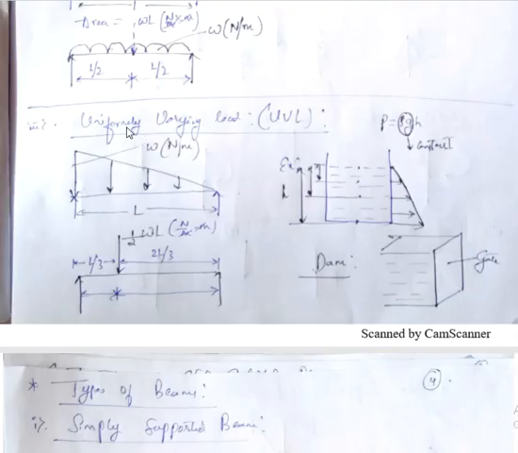The next type of load is called uniformly varying load, or in short it can be written as UVL. As the name indicates, uniformly varying. The load is going to vary from one point to another point, but it is going to vary uniformly. Suppose this is a beam having a length L, and on this beam there is a load applied, which is shown in this way. A downward arrow means the load is applied in the downward direction. If the arrow indicates an upward direction, the load will be applied in the upward direction.